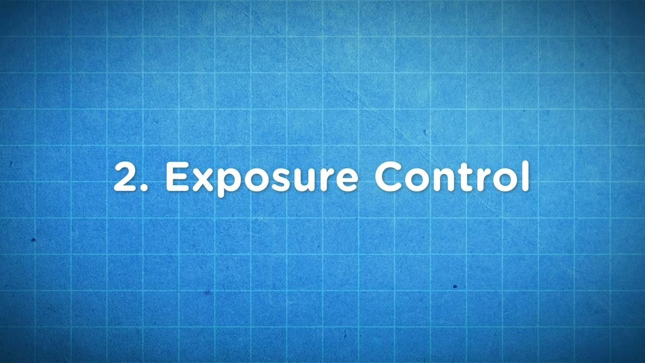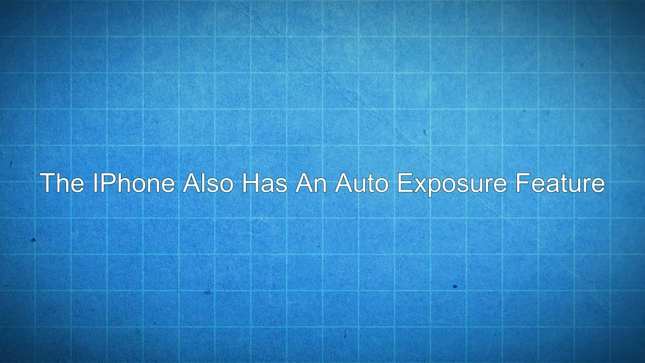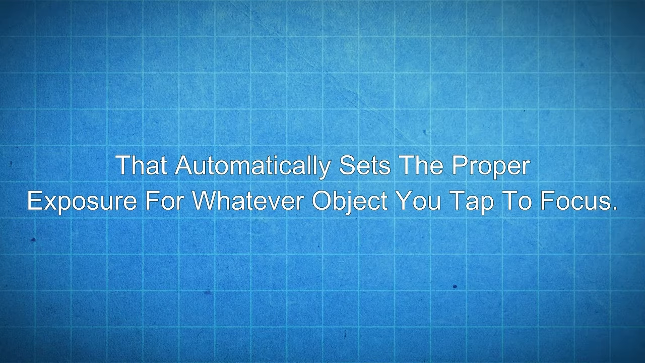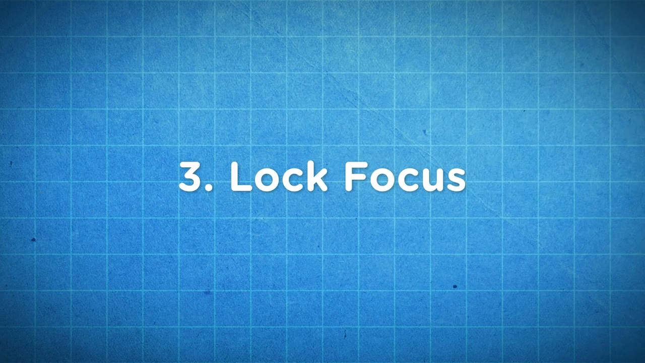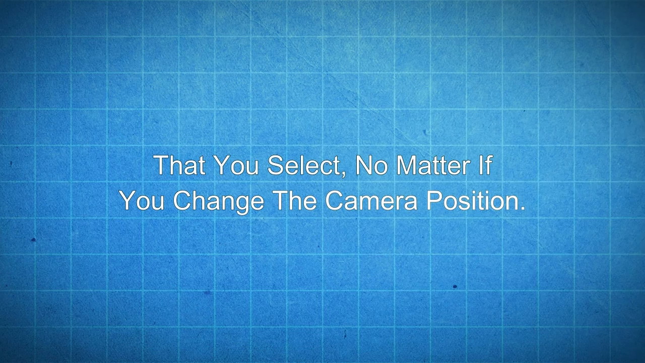Next, exposure control. Once you've set your focus on an object in the frame, you can now slide your finger up or down on the screen to lighten or darken your image. The iPhone also has an auto exposure feature that automatically sets the proper exposure for whatever object you tap to focus. If you want to lock focus, Apple has also integrated a feature to lock the focus on whatever object that you select, no matter if you change the camera position.